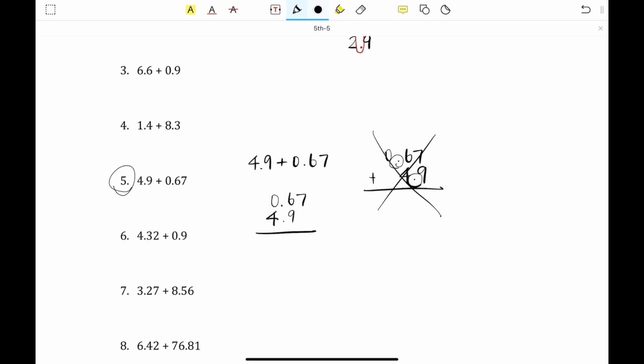So the missing number over here becomes a 0. And now we're going to add this. 7 plus 0 is 7. 6 plus 9 is 15. 4 plus 1 is 5.